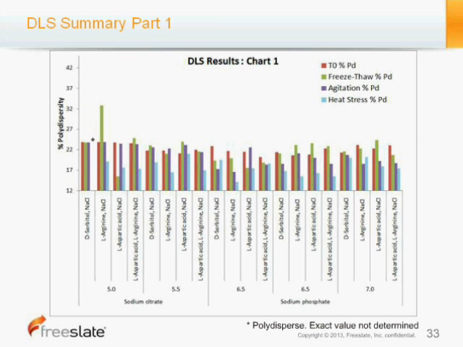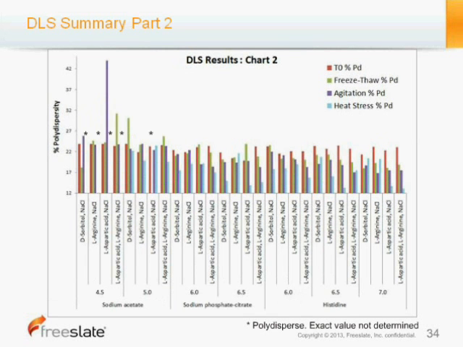Now this continues on chart 2, but here we can see that for the sodium acetate, for instance, there were some particles being formed specifically at the 4.5 and 5.5 pHs, but otherwise we see very similar results to chart 1, which is basically between about 16 and 23% polydispersity, with the agitation and the heat stressing consistently giving lower results compared to T0. So again, this would not necessarily be what happens in many cases with protein formulations, but this is an example of a stable protein.